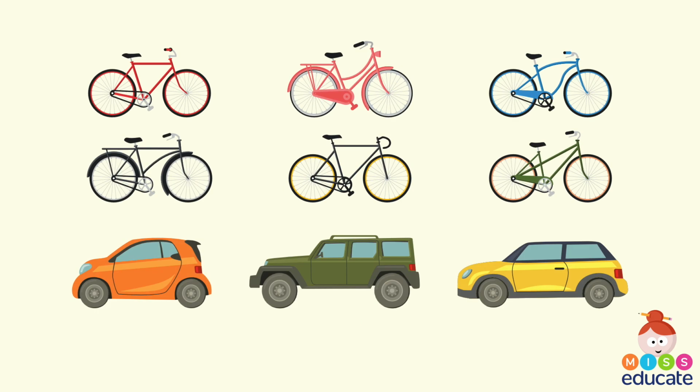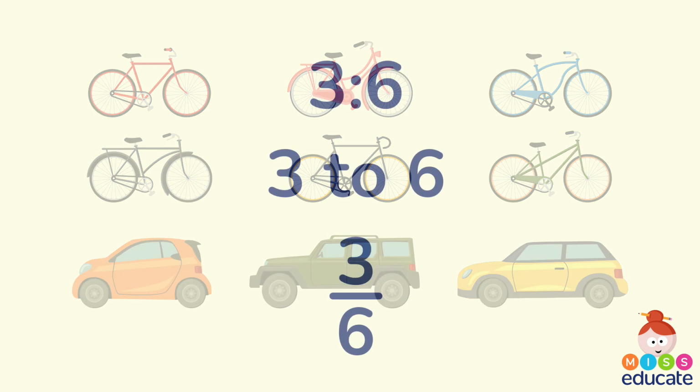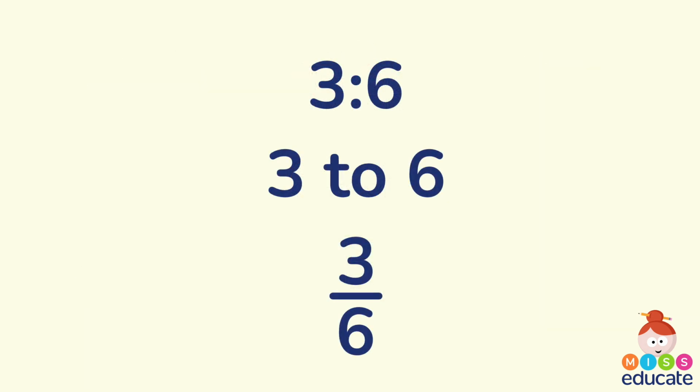How many bikes can you see in this picture? That's correct. You can see 6. How many cars can you see? That's correct. You can see 3. So what is the ratio of cars to bikes? If you said 3 to 6, you are correct. For every 3 cars, there are 6 bikes. And here it is shown in all those different ways that you can show the ratio.